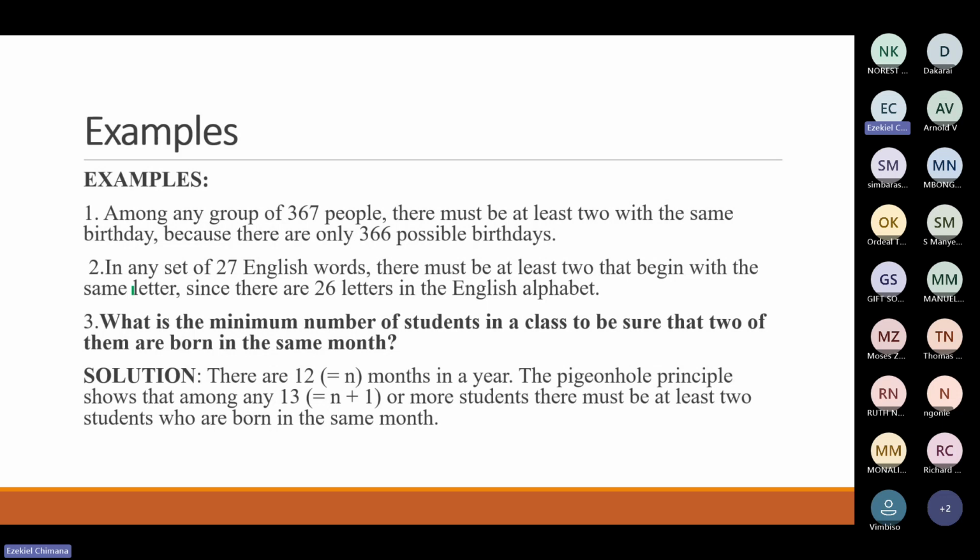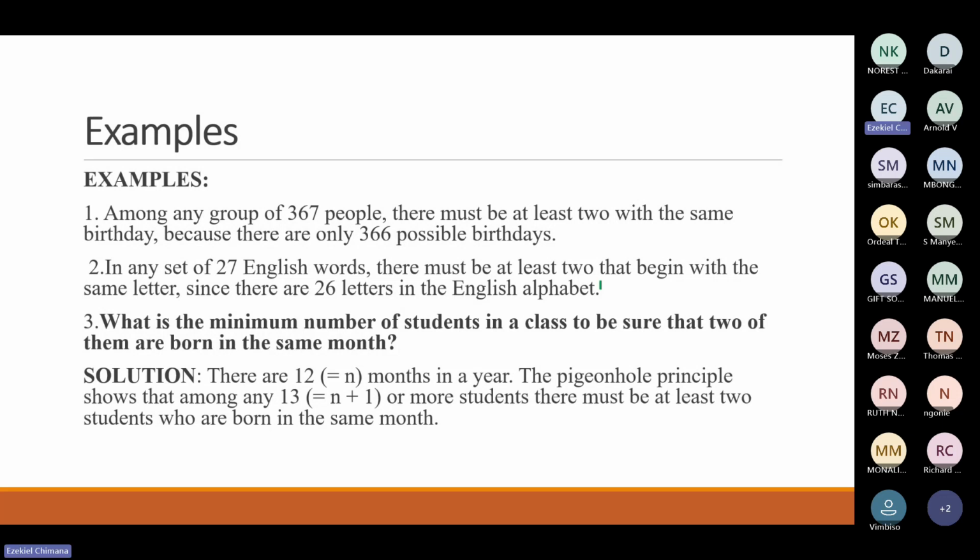So in any set of 27 English words, there must be at least 2 that begin with the same letter, since there are 26 letters in the alphabet. So maybe the question will be, how many words do we need to make sure that we have at least 2 words which start with the same letter? And the answer will be 27.